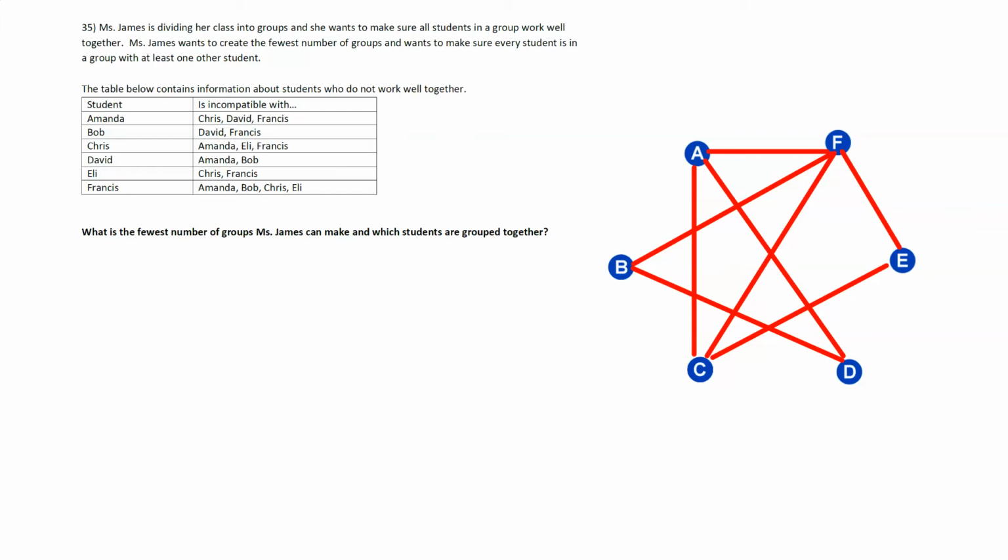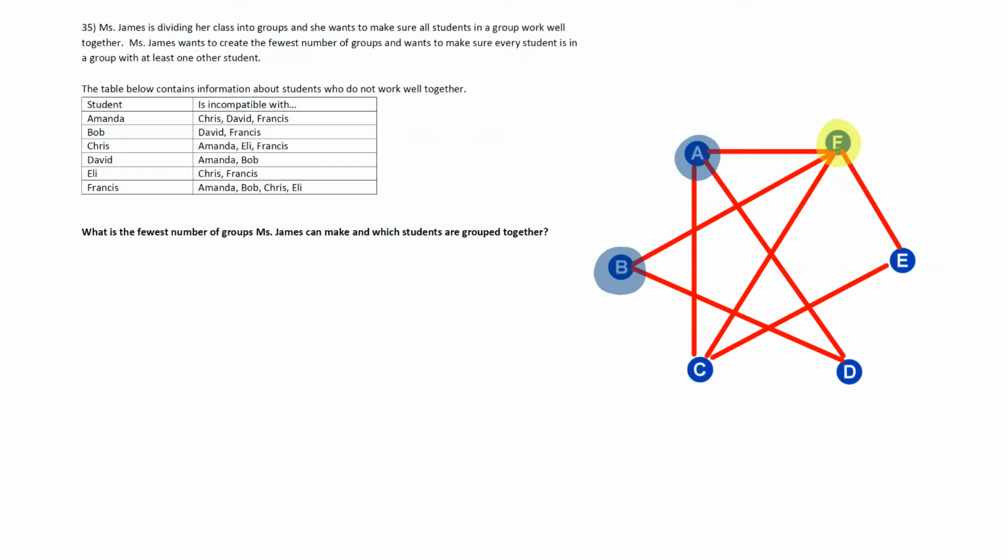Now let's find the chromatic number. Our first step is to find the vertex that has the highest degree and color it. In this case, it's F for Francis. Then we look at all the vertices that are adjacent to it and start coloring them a different color. I make A blue. I can make B blue as well. Now if I make C blue, I've got a problem because it's already adjacent to A, so I can't do that.